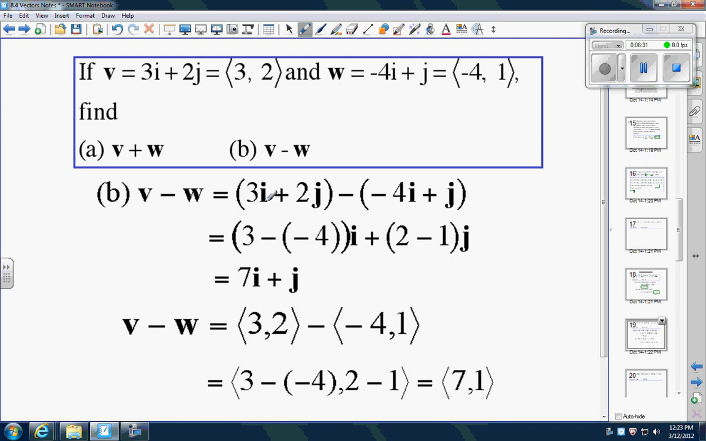Subtracting them now. Same idea, but we're not going to add the i components anymore. We're going to subtract them. So last time it was 3 minus 4. This time it's 3 minus negative 4 gets us to 7i. Okay, 2 minus 1 gets us to 1j instead of 3j. This is the other form down here as well. They're doing the exact same things, just without i's and j's. You give me this answer, you give me this answer. They're exactly the same.